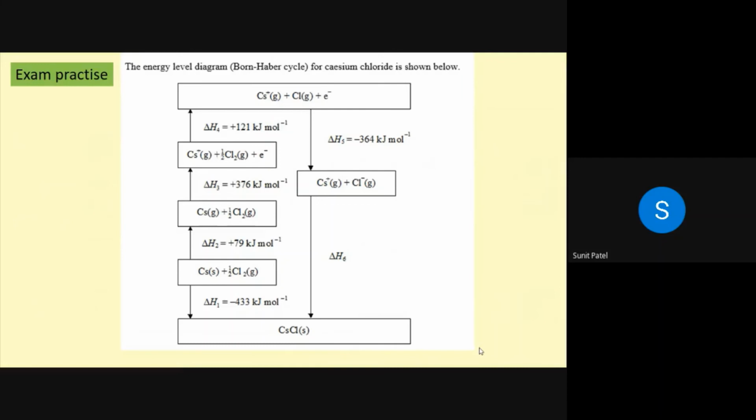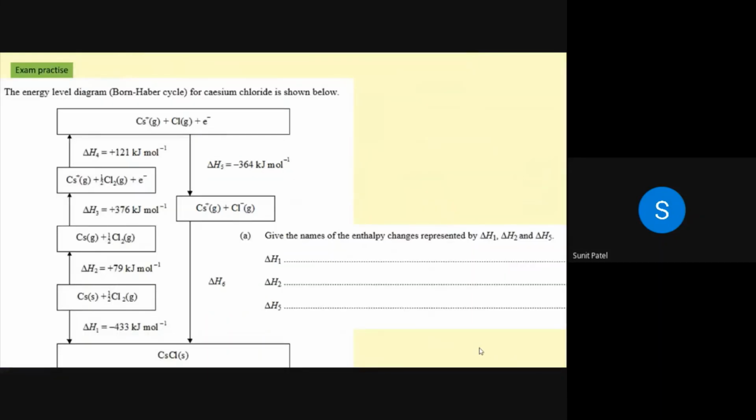It's a Born Haber cycle for the formation of cesium chloride. There it is. Again, look at the different levels. Familiarize yourself with this, decode this before you move on to the actual question. Look at what's happening, look at what's missing. Are the correct parts in the right place? Do they look familiar? And if you look at this breakdown, they do. Let's actually look at the question now. It says, give the names of the enthalpy changes represented by delta H1, 2, and 5.